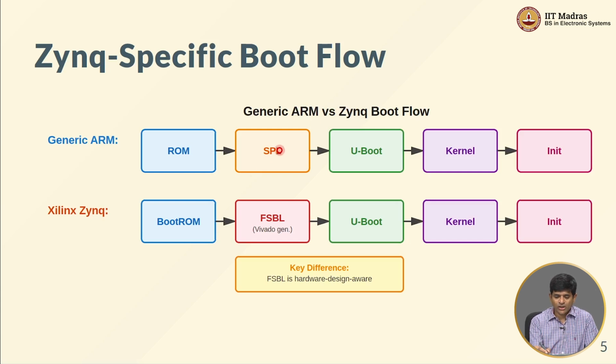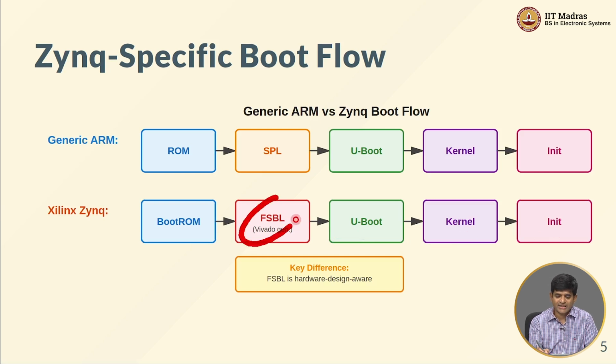So what they do is, instead of having the secondary program loader, they have the boot ROM, and then they have something called the FSBL, or the first stage bootloader. Essentially the same thing with a different name. The important thing is that this first stage bootloader is usually generated by the Vivado or Vitis tools that you actually use in order to create your hardware, which means that it is hardware design aware, right? It knows about the components that you have got in your bit stream or your platform as they call it, and generates an FSBL that is aware of that. After that, the rest of it still goes through to U-boot, then finally the kernel and init.